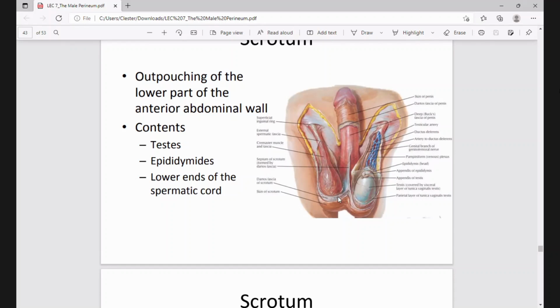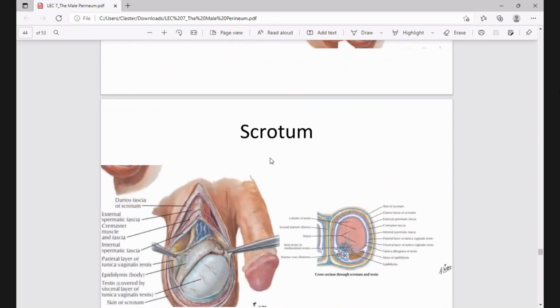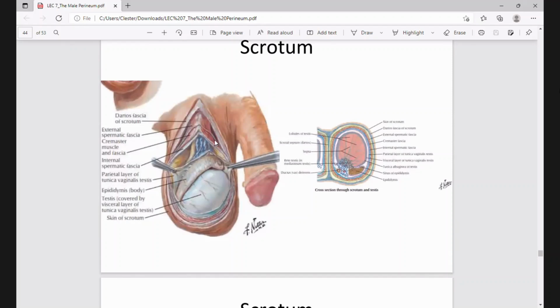Notice this one. This is the dartos fascia, which forms the septum that separates the left and right testis. And you will have other coverings here. Okay. I mentioned that the layers of the scrotum have corresponding layers in the abdominal wall.